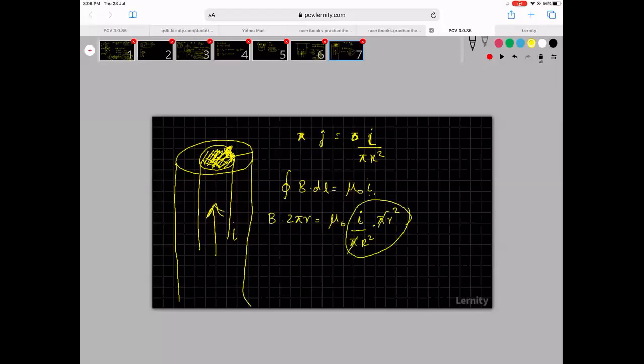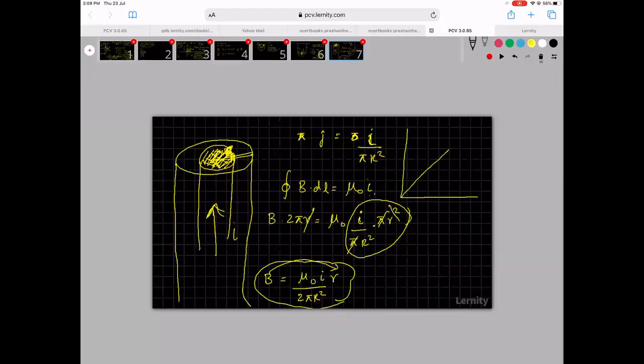So I can cancel off these two, and I can say B is equal to mu naught I R by 2 pi R squared. So as I go from the center to the periphery, B is proportional to R. This will look like this.